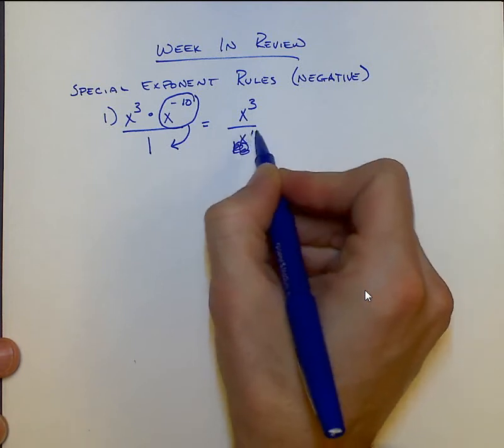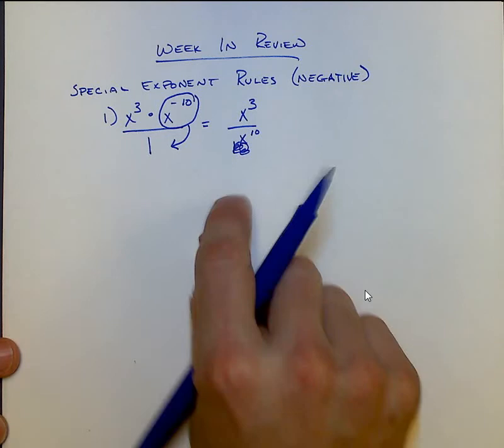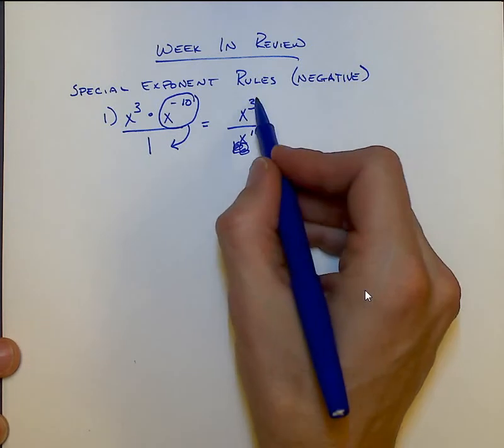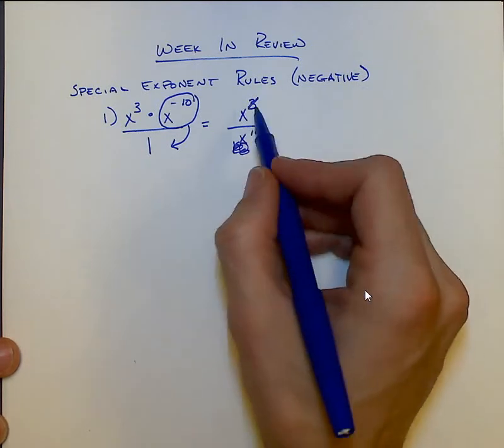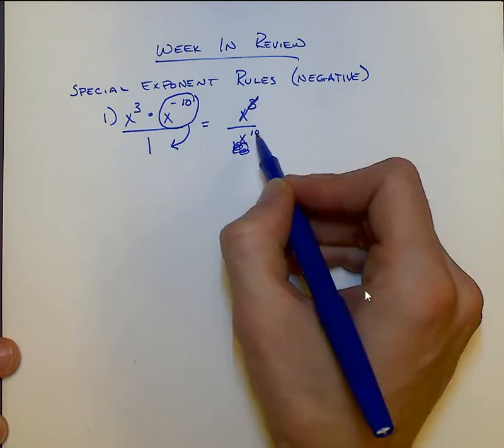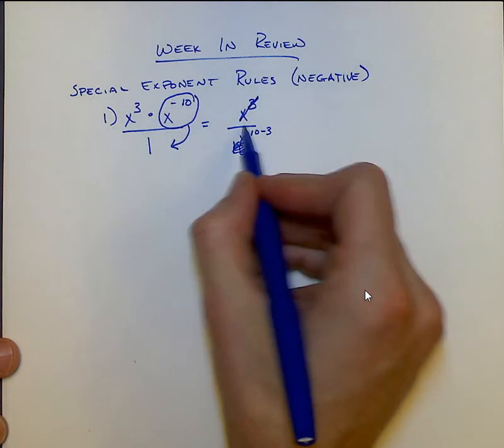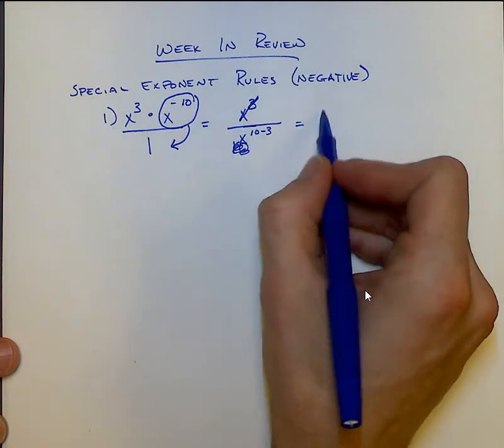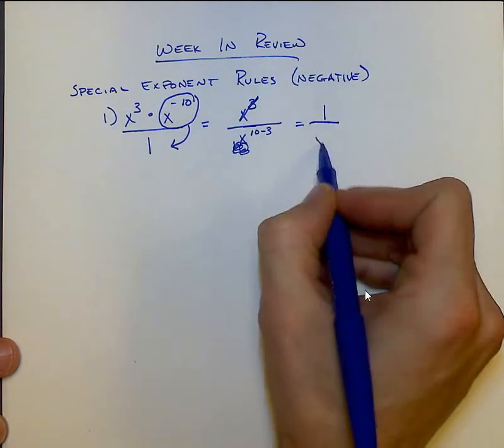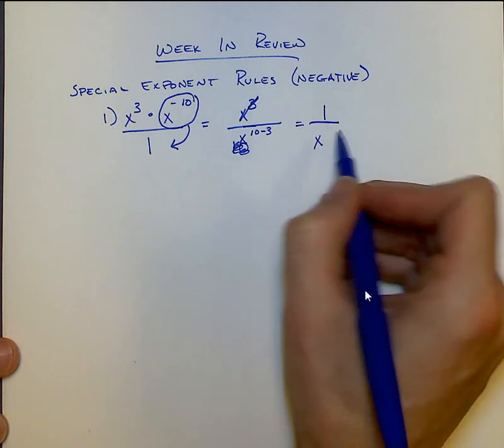And now it's a division problem. So when I divide fractions, I would subtract and this would go away. But I would still have this 10 down here. I would just take away 3 from it. When this goes away, I'm just left with a 1, and now I have x to the 10 minus 3, which is x to the 7.